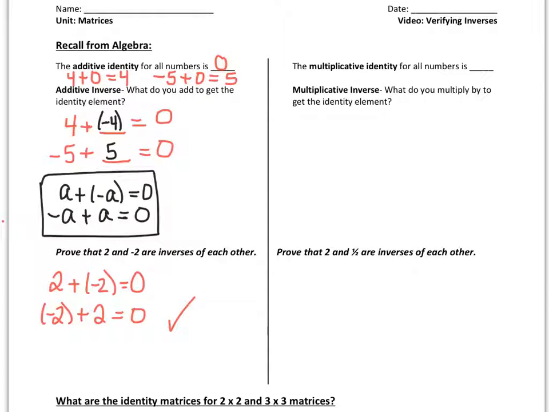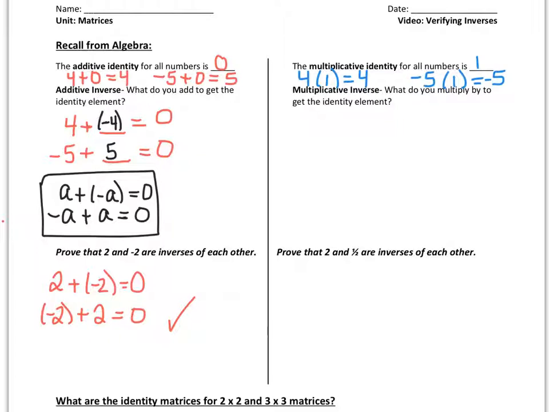Okay, let's move now to multiplicative identities and inverses. The multiplicative identity for all numbers is 1. So for example, if I take the number 4 and I multiply it by 1, I will get 4. And if I take the number -5 and multiply it by 1, I will get -5. So I could take any number and multiply it by 1, and I'll always get back that same number.